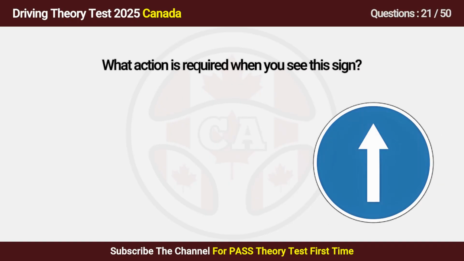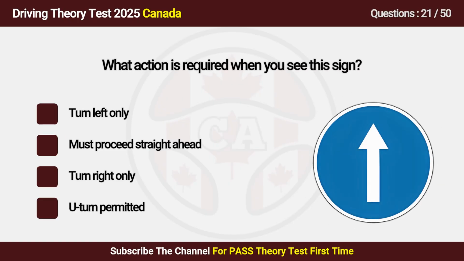Question 21. What action is required when you see this sign? A. Turn left only. B. Must proceed straight ahead. C. Turn right only. D. U-turn permitted.